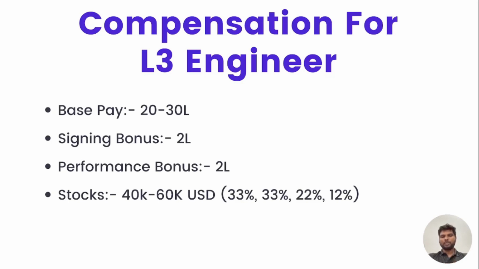Then we have the performance bonus. So let's say if you complete 1 year at Google, in the 13th month salary, you will get 80 to 90% of the amount that is promised here, depending on your performance. Then we have the stock. The typical range of the stock is 40,000 to 60,000 US dollars. The vesting period is 4 years. So in the first year, you will get 33%. In the second year, you will get 33%. In the third year, you will get 22%. And in the fourth year, you will get 12% of the remaining amount.